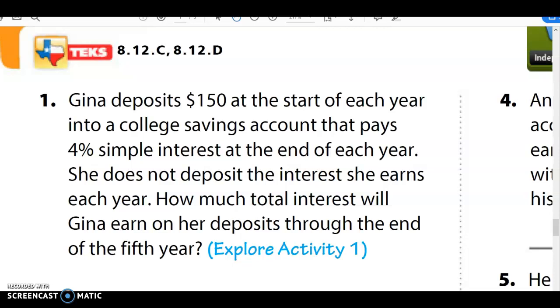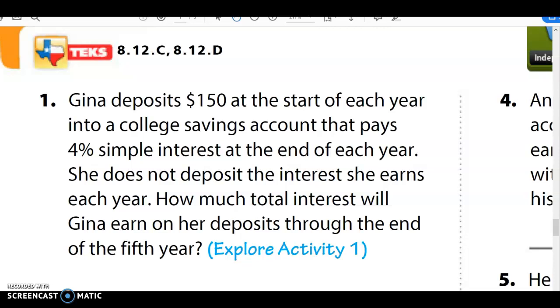Gina deposits $150 at the start of each year into a college savings account that pays 4% simple interest at the end of each year. She does not deposit the interest that she earns each year. How much total interest will Gina earn on her deposits through the end of the 5th year?